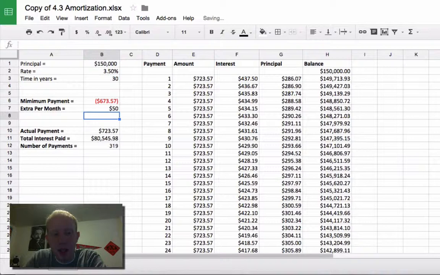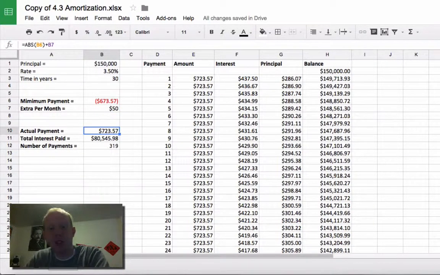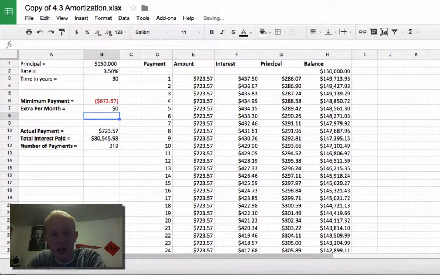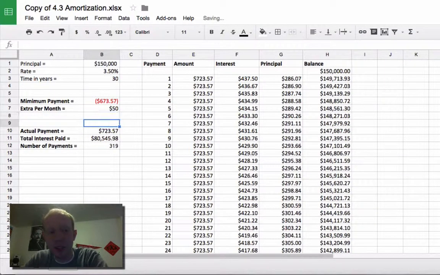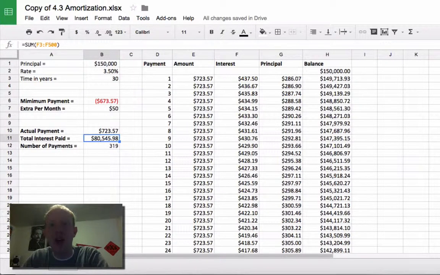Okay, that's going to change our actual payment to be $50 more. So now our actual payment is $723 per month. But notice, now our total interest paid is $80,000. Okay? Before, it was $92,000. So that extra $50 a month, just an extra $50 a month, saves us $12,000 in interest over the life of the loan. Okay? That's crazy if you think about it.